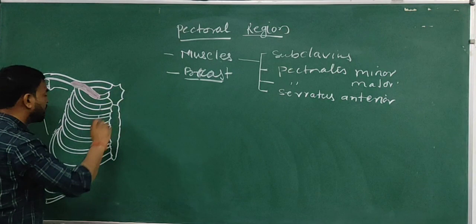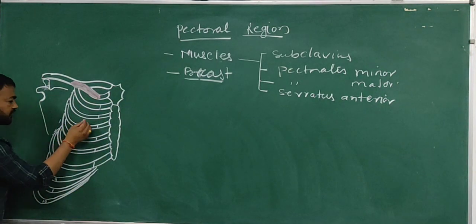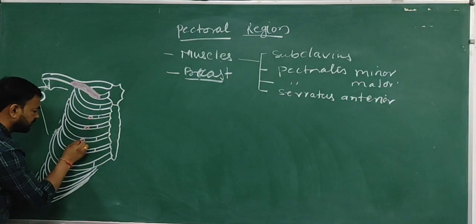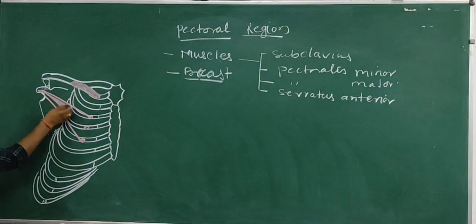The second muscle is the pectoralis minor muscle. The pectoralis minor muscle takes origin from the third, fourth, and fifth ribs. And the insertion is on the coracoid process, that is the medial border and the upper surface of the coracoid process. That is the insertion of the pectoralis minor muscle. So this is the pectoralis minor muscle.